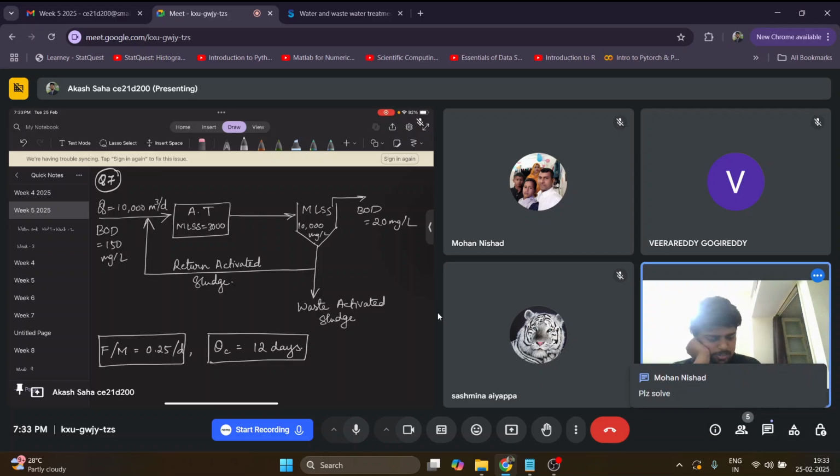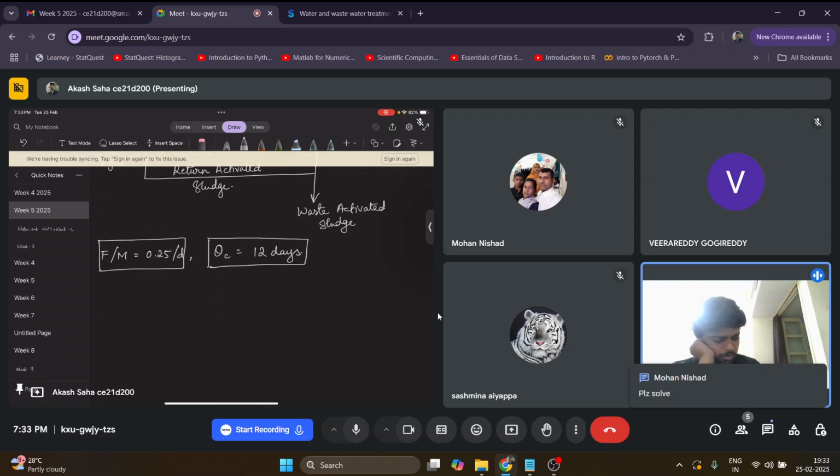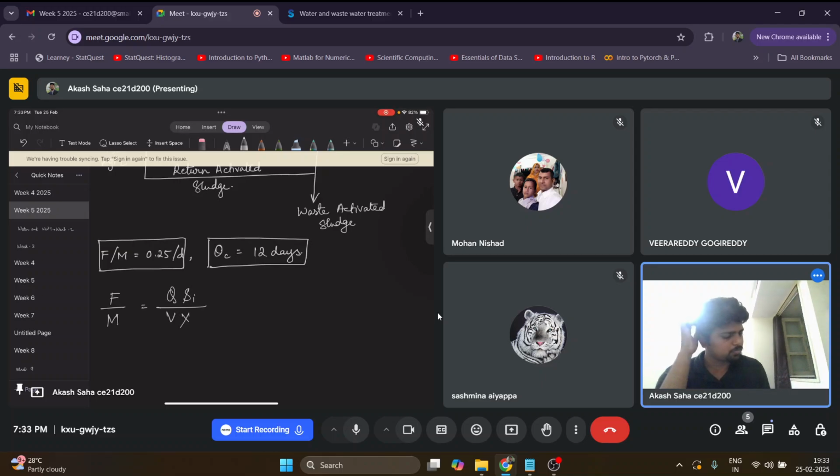Okay, so first let us see what is given in our question. I know the F by M ratio. F by M ratio is given. So what is the F by M ratio? It is nothing but Q into the initial substrate divided by V into X. This is for my system. So I can say F by M ratio is 0.25.